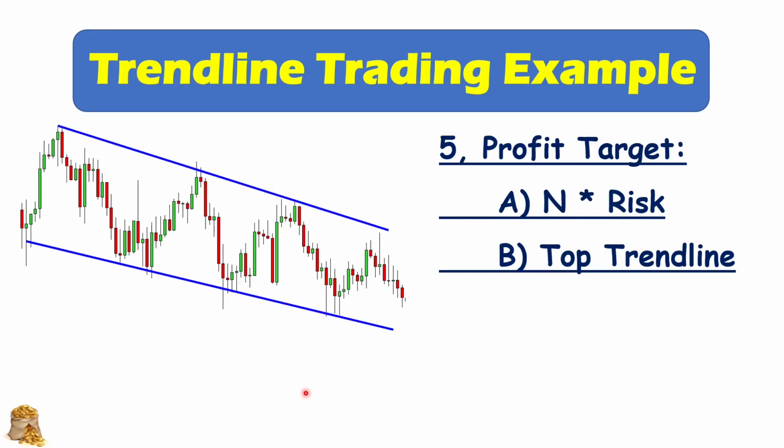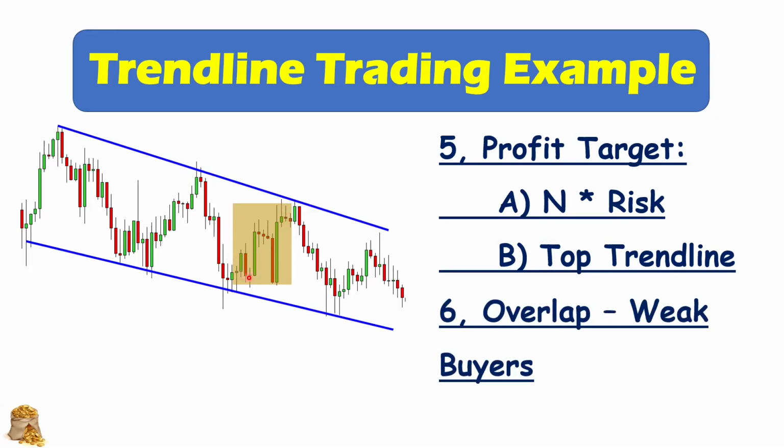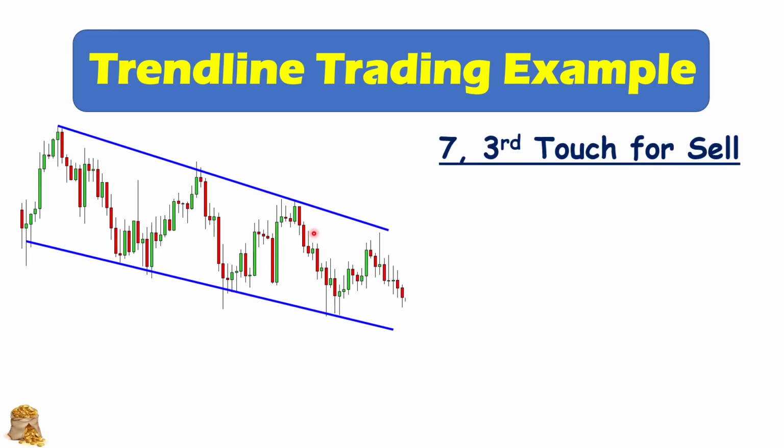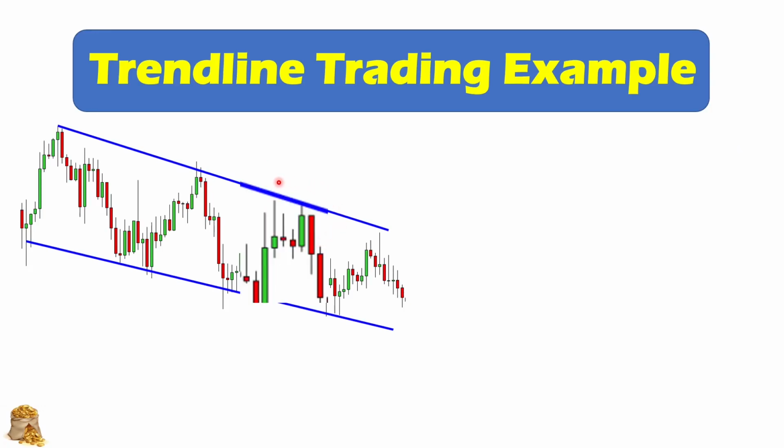Another thing for this leg up is that this part, you can see there are a lot of overlaps as well, which means the buyers are weak. When the market comes to the top trend line, the third touch, there's a short opportunity. So basically, we are waiting for the market to reverse to the downtrend for a signal bar and enter the market. Let's make this part bigger.